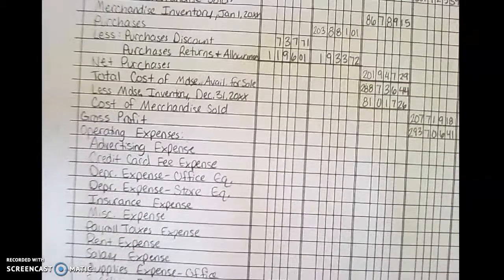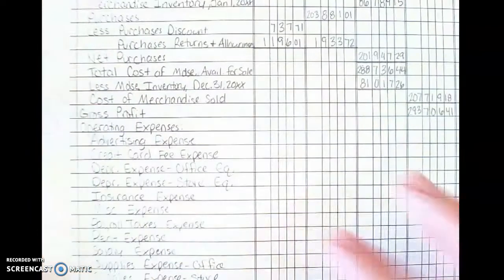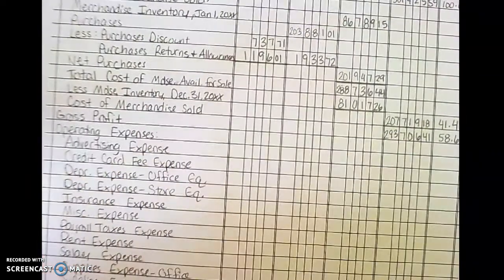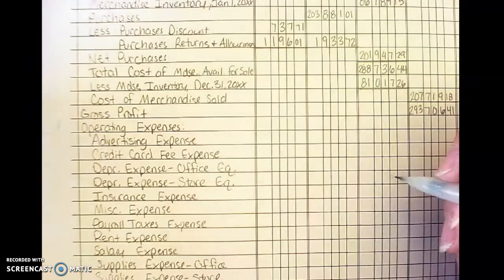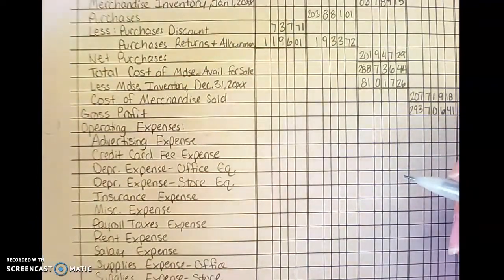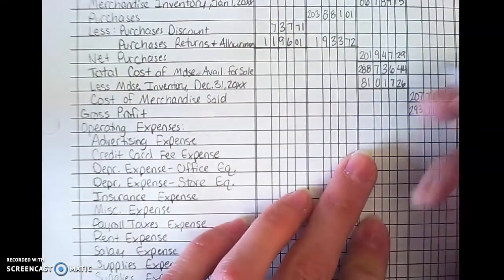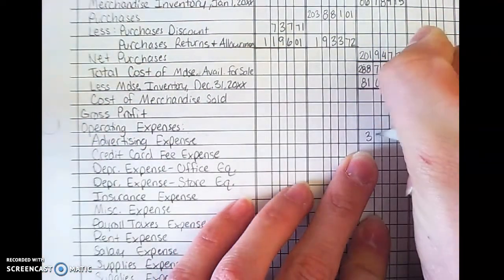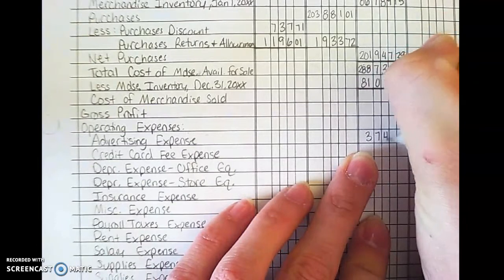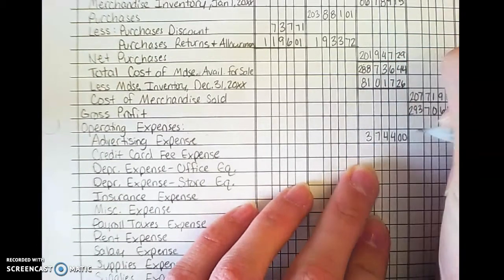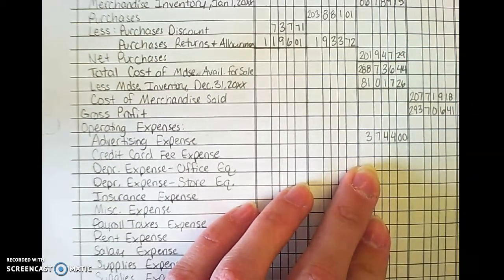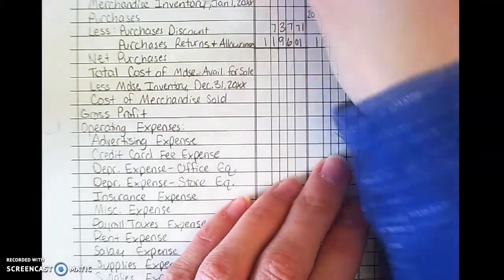The next section here, we are going to list all of our expenses. Listing our expenses here, we're going to put them in our third column, and we'll take this from our adjusted trial balance. So our first one is advertising expense. We will put in $3,744. And we're going to go down with the rest of our expenses. I'm just going to pause that and write all those numbers in and come back when I'm done.